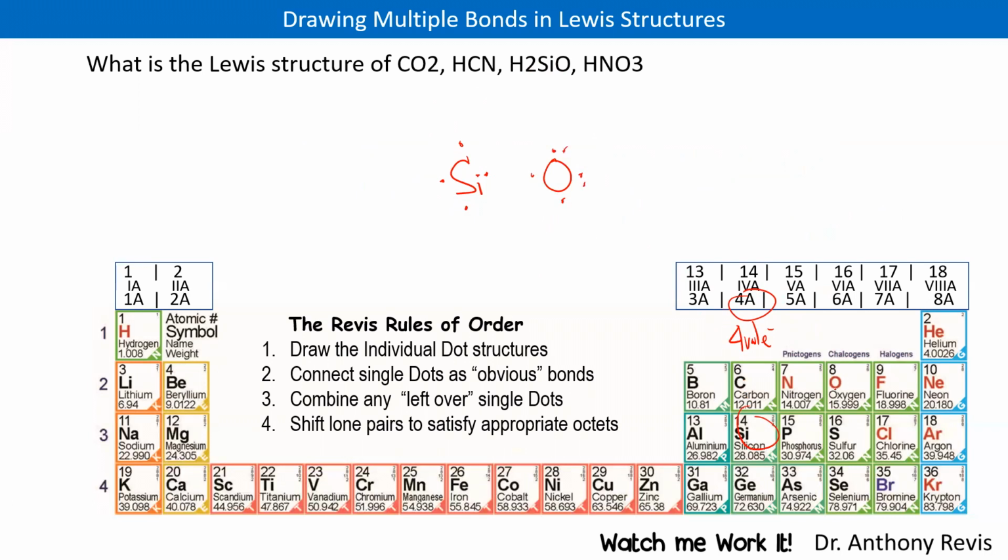What is the Lewis structure of H2SiO? Silicon in the middle, with 4 dots, because it's in group 4A, so silicon has 4 valence electrons. So I draw that, and then I have O, which has 1, 2, 3, 4, 5, 6.